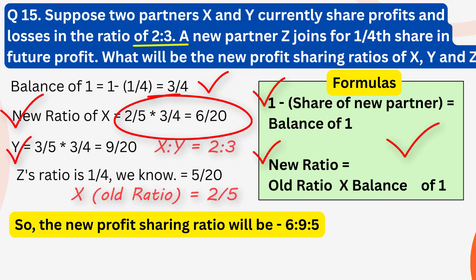Okay. Now what would be the Z's ratio? It is 1/4. So if I want to write 1/4, making my denominator 20, what would it come to? It will be 5/20. Why am I doing this? I am doing this because I want to get all the denominators same. Right? So I have multiplied 1/4 by 5 on top and 5 in the denominator. Okay. So what is my new profit sharing ratio in this case? X is to Y is to Z. It is 6 is to 9 is to 5.